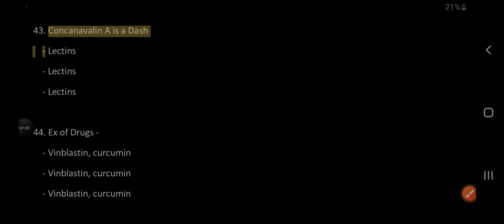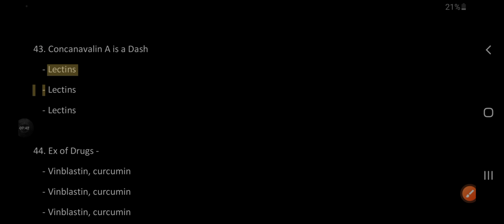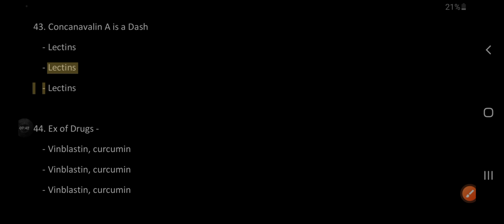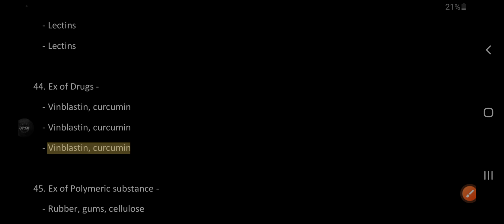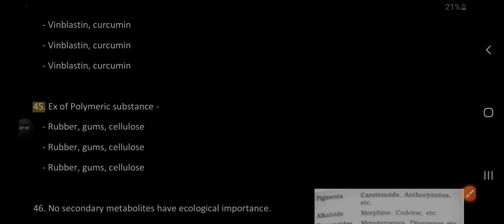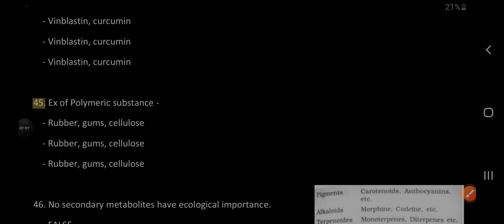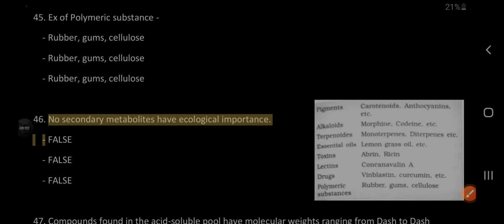Concanavalin A is a lectin. 44. Lectins are examples of drugs: vinblastin, curcumin. 45. Examples of polymeric substances: rubber, gums, cellulose. 46. No secondary metabolites have ecological importance. False.